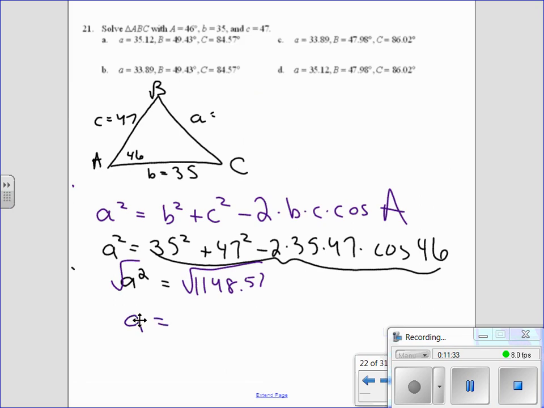Oh no, I'll check that you're in the right mode. Oh, I don't have it. Oh, okay.